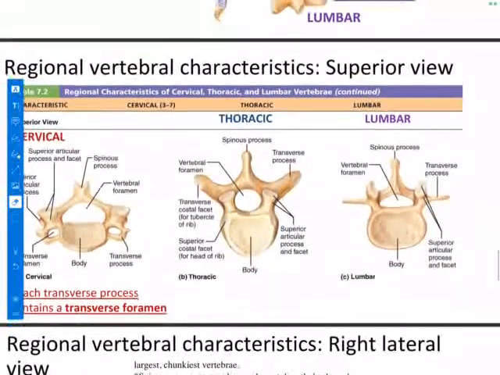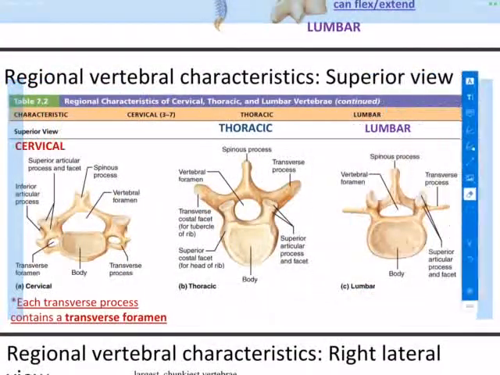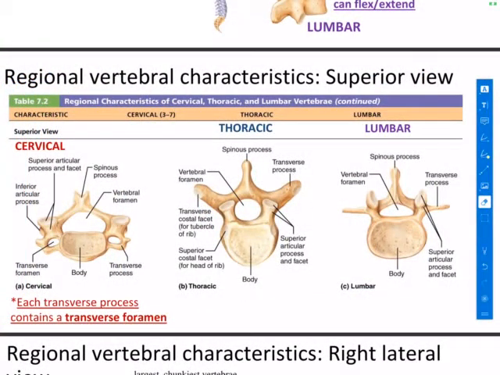Okay, so this image looks like it's showing us a superior view of the cervical, thoracic, and lumbar vertebrae. And here you can clearly see the things that really make it easy to identify these. The transverse foramen, that's how you identify a cervical vertebra. The lumbar vertebra has kind of an oblong-shaped vertebral foramen, whereas the thoracic vertebra has a very round vertebral foramen.